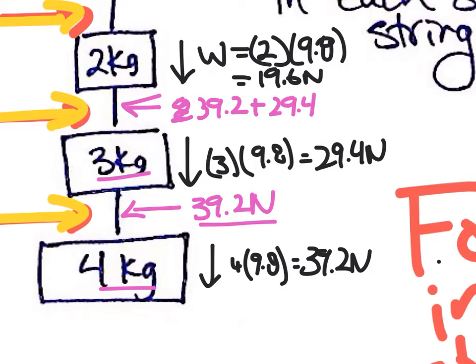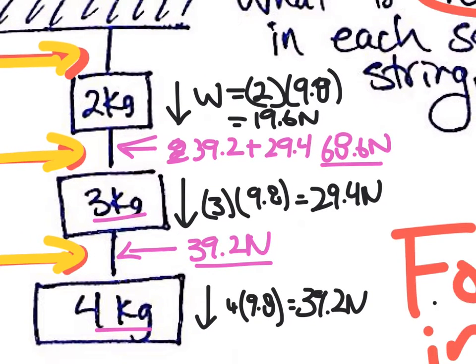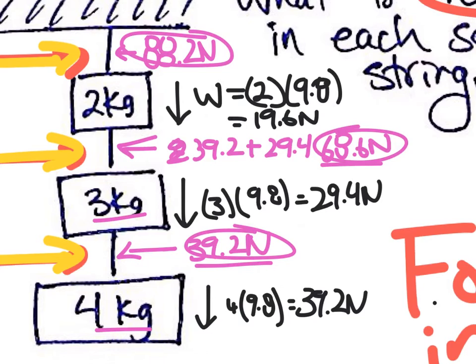So 29.4 plus 39.2, you're probably following along with your calculator, 68.6 newtons. And then the top string is supporting all three. So it'd be 19.6 plus the bottom two, which would be like this. And so 68.6 plus 19.6 would give us, this is supporting a weight of 88.2 newtons. Okay, so notice how I'm using newtons for weight and force, and I'm using kilograms for mass.